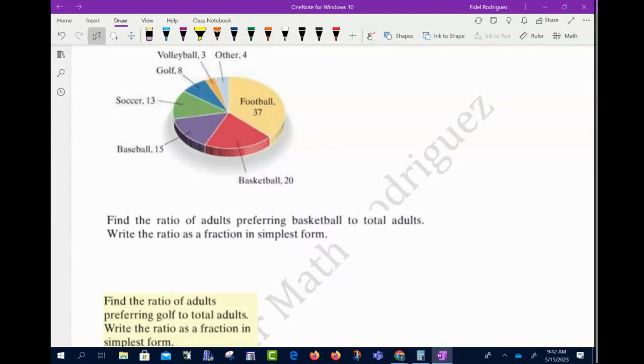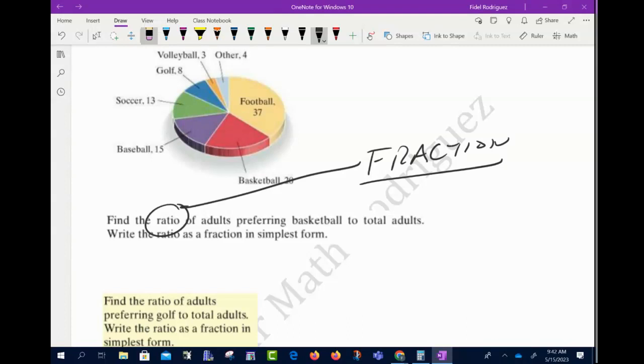All right, so let's talk a little bit about circle graphs. So it says, find the ratio of adults preferring basketball to total adults. Okay, so number one, y'all, a ratio, we talked a little bit about this on Friday. Ratio means we're going to write a fraction. Okay, so I'm going to go like this. The number on the top, y'all, is going to be basketball. So how many basketball folks did we have? We had 20.